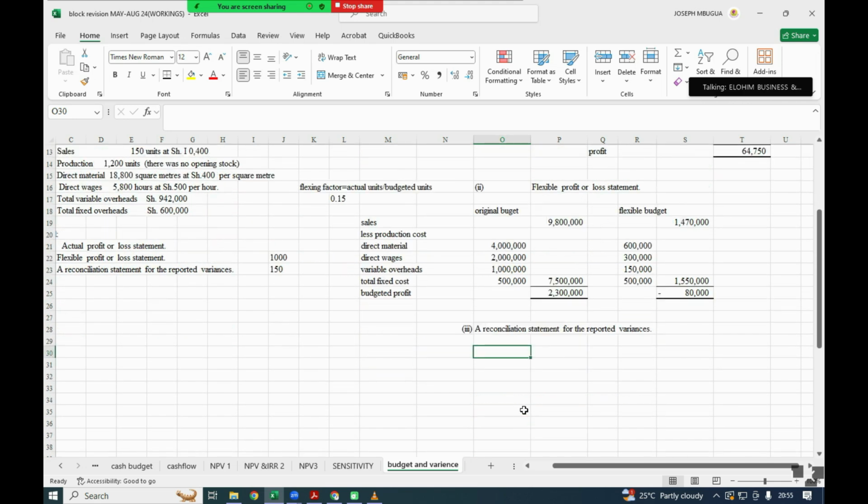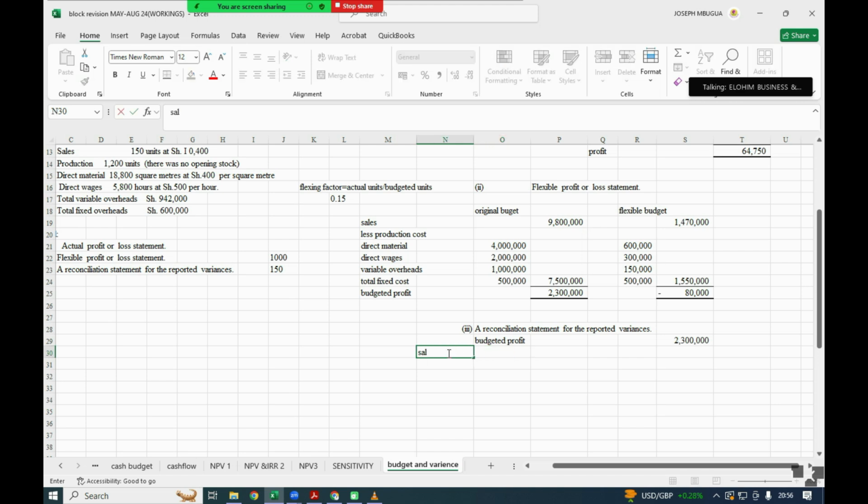So there are supposed to be four: the one for sales, the one for material, the labor, and the overheads. Overhead, we just term as one variance, but you just need to know that we have the variable and we have the fixed. And we start with what was budgeted, the budgeted profit. In our case, we had 2.3. 2.3 was what was budgeted, and we start with the variances for sales, the sales price or sales margin, price variance.